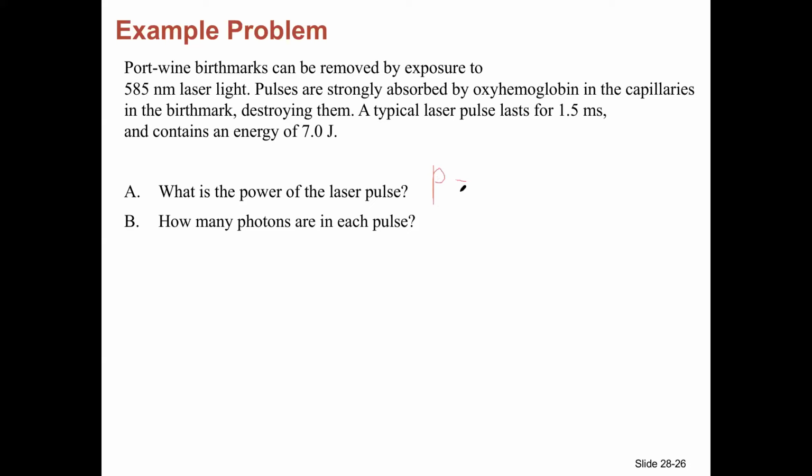So the power of the light wave goes back to last semester. We need the energy delivered per unit time. Seven joules divided by 1.5 milliseconds. I'm just going to round a bit here, around 4,600 watts approximately.